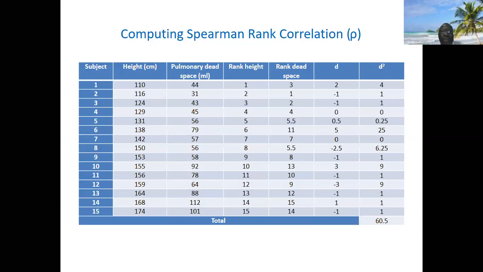So all you need to do is to rank the score. Don't worry, I'll give a typical one tomorrow. If you remember when we did the non-parametric counterpart of the t-test, when there is a tie, any tied rank, you share it among the group. If you are ranking pulmonary dead space, you see that 56, 56.